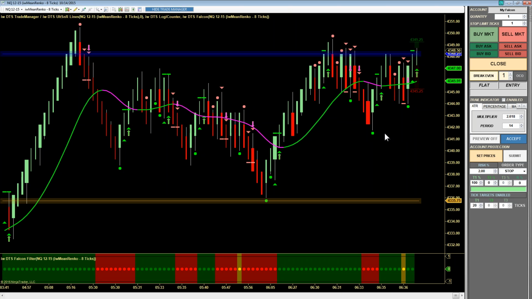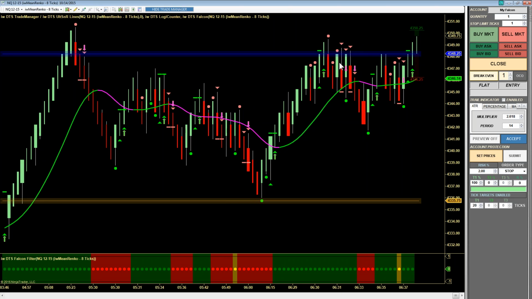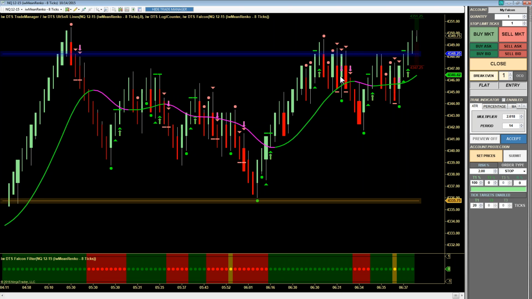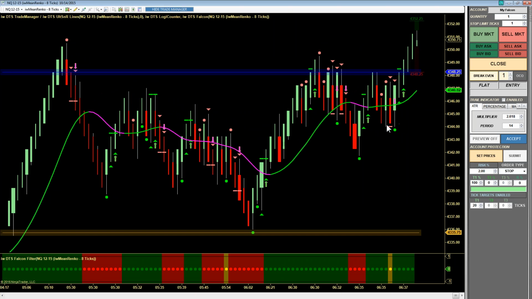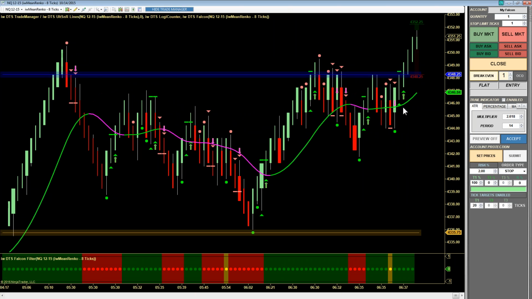And then when all the signal parameters are in place, we're going to get a triangle and a hash mark. So you can see warning dots here, followed by a triangle and a hash mark. Now, we don't necessarily take every single signal. We're looking for specific signals. For instance, right here, we just had a trend change signal and a late filter entry signal.